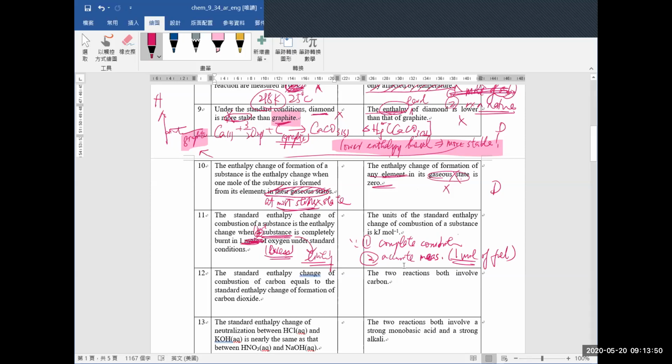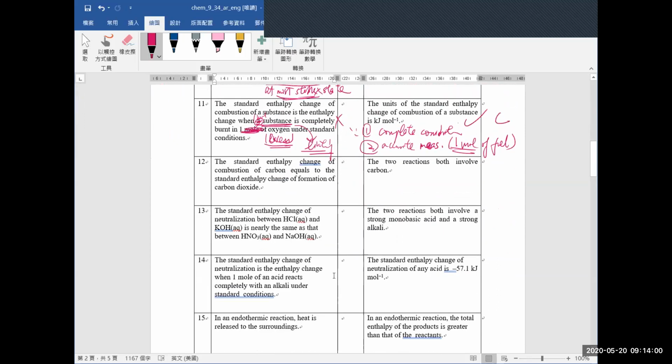So what happens to the 11 is cross and take C. 12. The standard enthalpy change of combustion of carbon equals the standard enthalpy change of formation of carbon dioxide. The 2 reactions both involve carbon. Is C. Now, the second statement is correct, but the first statement, you are going to refer these 2 statements.